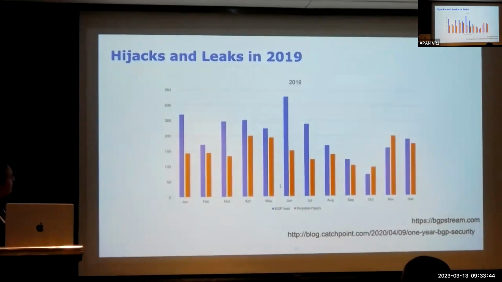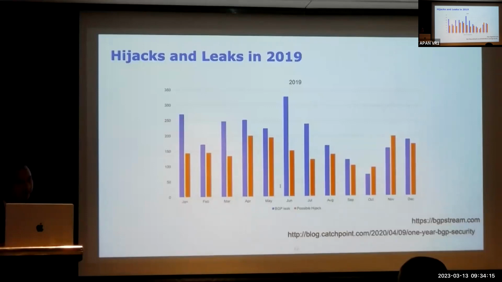So yeah, just a few stats. If you see back in 2019, if you compare leaks versus hijacks, there are actually more leaks than hijacks, right? And one of the reasons, I would say, is that there were fewer networks doing filtering, and there were more cases of leaks in 2019.